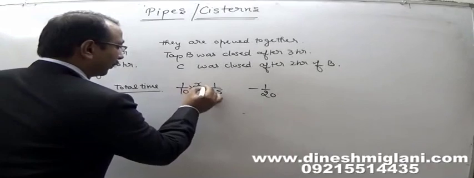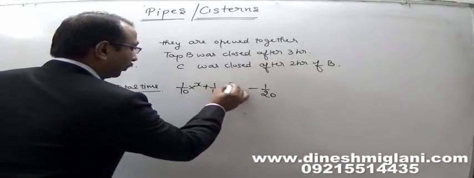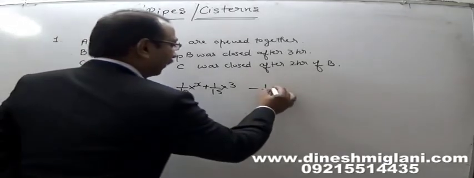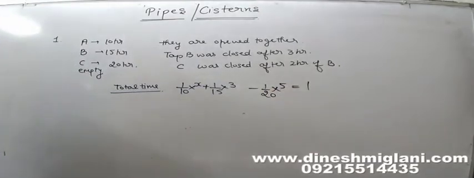It means that how much portion A has filled? X by 10. B was closed after 3 hours. It means how much portion B has filled? 3 by 15. Right. And C was closed after 2 more hours, 3 plus 2, that is 5. It means how much C has worked? 5 by 20. And total tank is equal to 1, because when the tank was filled, we can say total is equal to 1.